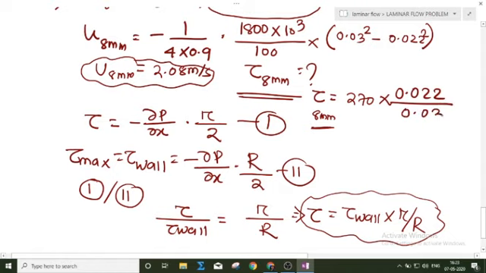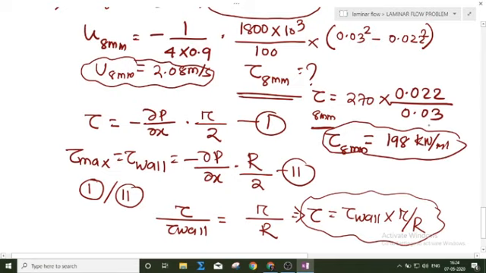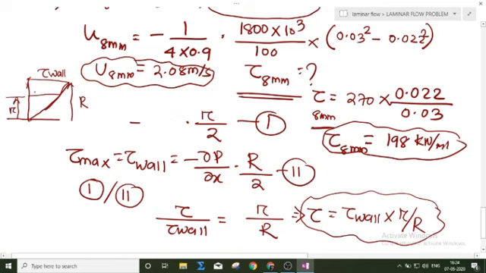Now what is the shear stress at 8 mm? The shear stress at 8 mm will be equal to 198 kilonewton per meter. Actually, see, this is my center line, this is my axis, this is the maximum shear stress and this is the wall shear stress. The wall shear stress you can find simply using this formula, where this is R. It is asking for the shear stress at a smaller distance.